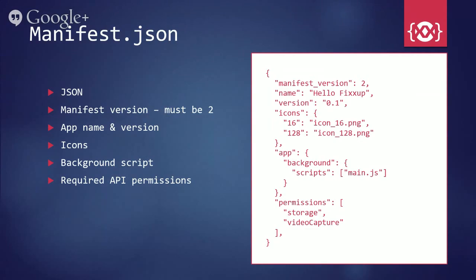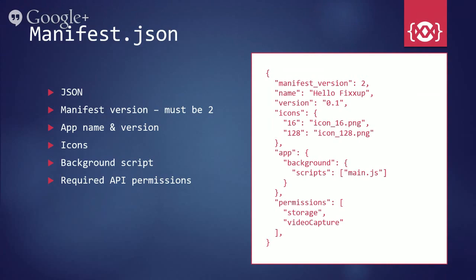First of all, it needs to have a manifest version, which must be 2. I don't know why, but they say it must be 2. Probably because of compatibility reasons. We don't know. Also, app name and version. You can see here, app name and version.